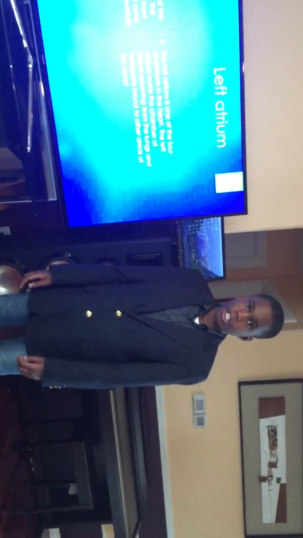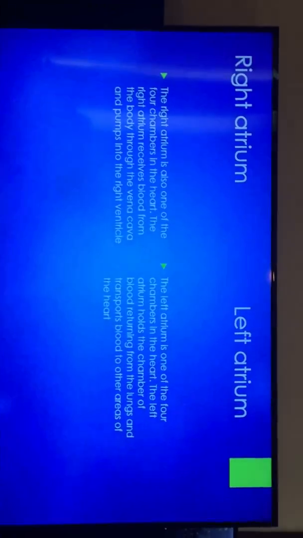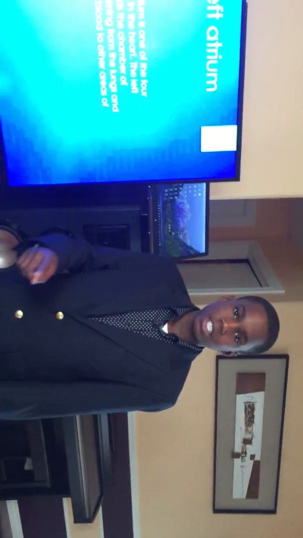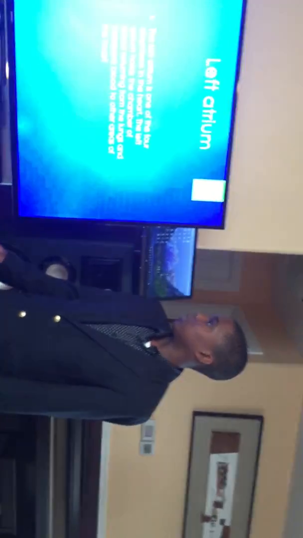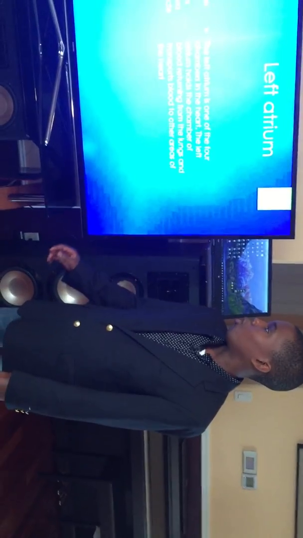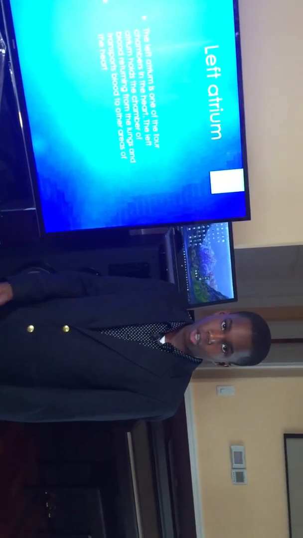Right atrium and the left atrium. The right atrium is also one of the four chambers of the heart. The right atrium receives blood from the body through the vena cava and pumps into the right ventricle. The left atrium. The left atrium is also one of the four chambers in the heart. The left atrium holds the chamber of blood returning from the lungs and transfers blood to other areas of the heart.